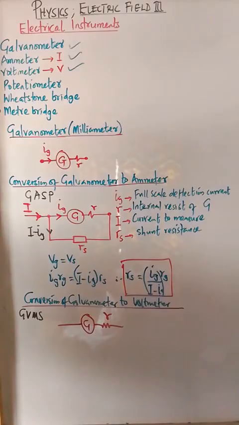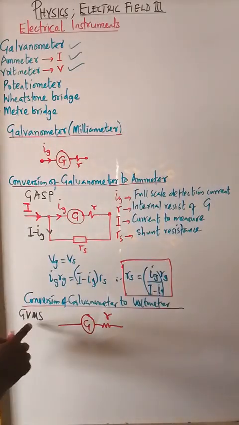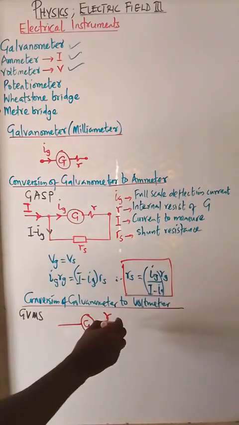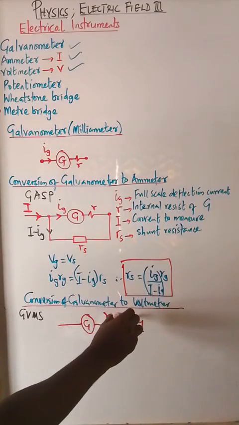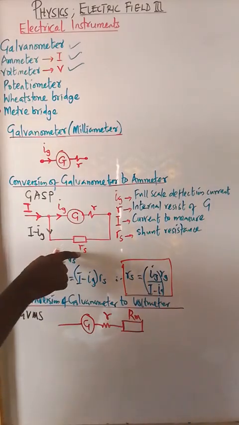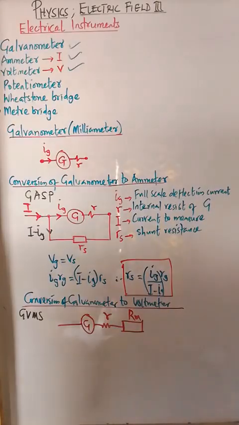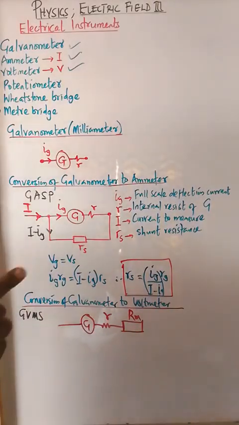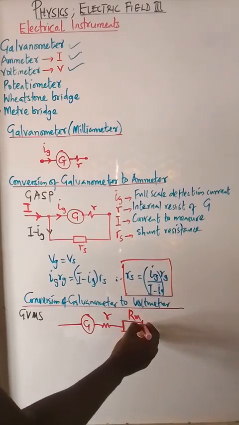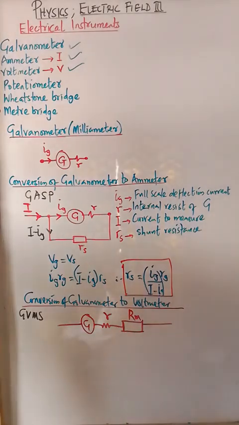How? So when you say series, it means for the multiplier, we are going to fix it here. Let it be Rm. I use small Rm because it has small resistance? No, I use big Rm because it has what? Large resistance. So the multiplier is a resistor of high resistance, and it is connected in series with the galvanometer.